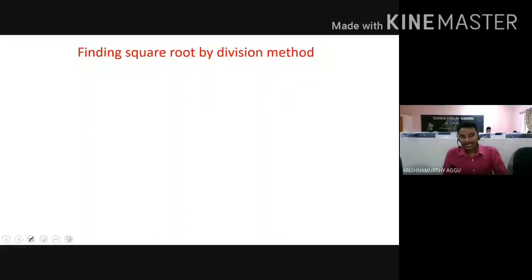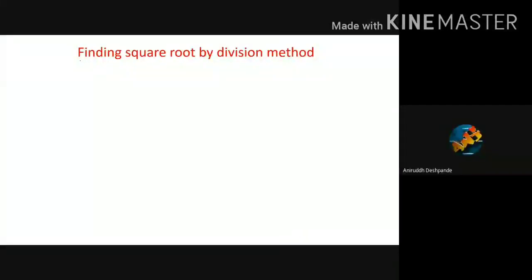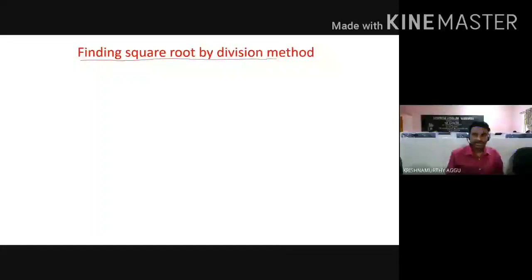Now, next, before entering into exercise number 6.4, we have to know some basics. Please read this line: finding square root by division method. By using the division method, we have to find the square root of a given number. In the previous classes, you have learned how to find the square root of a given number by using some methods. Could you tell me what methods you have learned to find the square root?